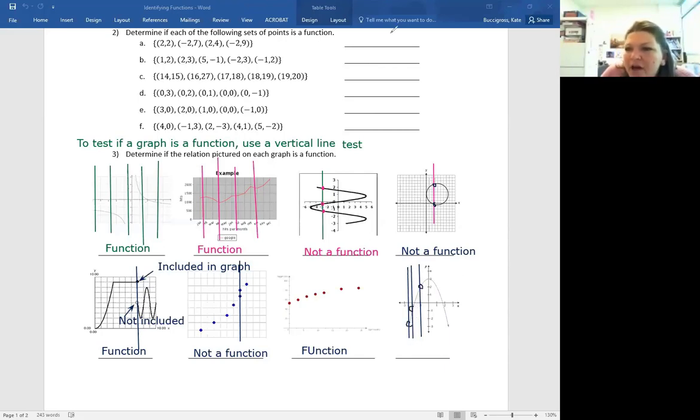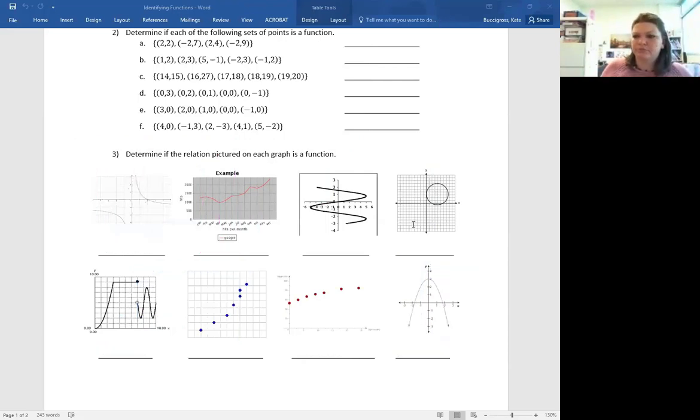So it seems like no matter where I draw my line, I'm only going to catch it at 1 point. So even though this is a funny shaped graph, it's called a parabola, by the way, it still is a faithful function. Can you see that? Does that make sense? Yes. Sweet. Good, good, good.